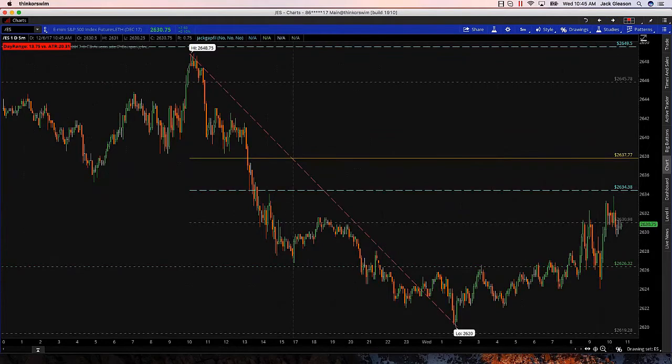But once again in the ES, another halfway back setup. Yesterday's high to low, the halfway back is 26.34.